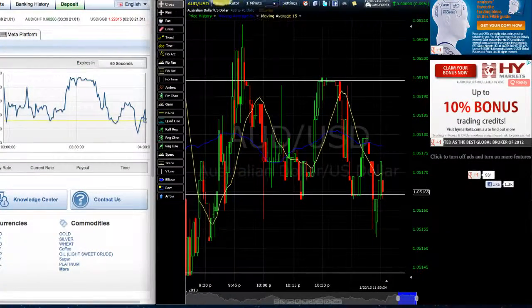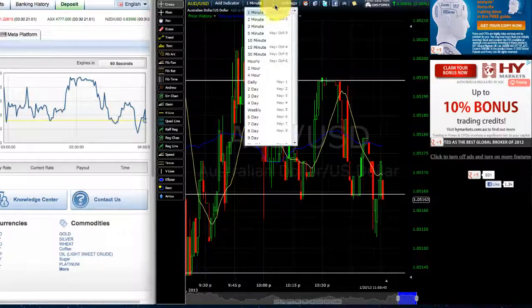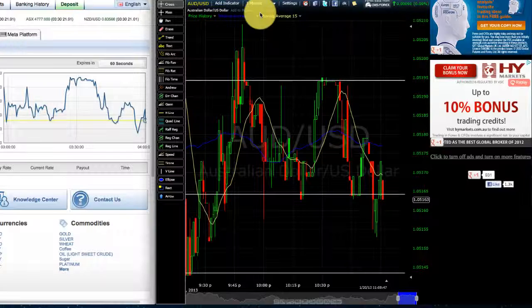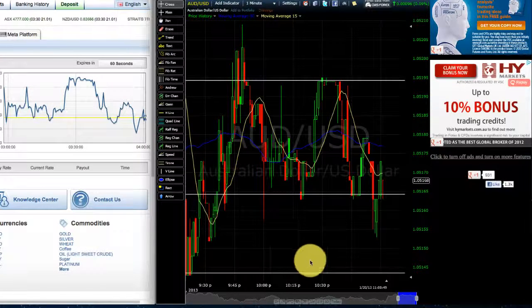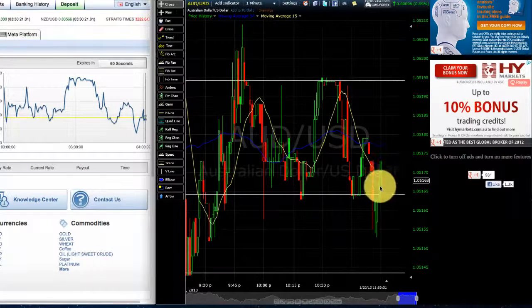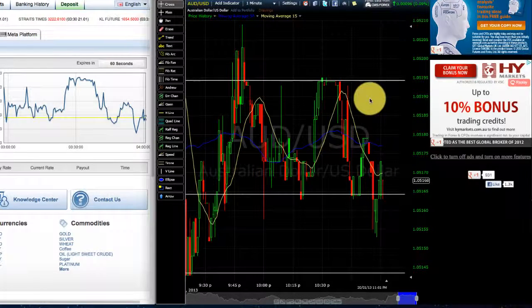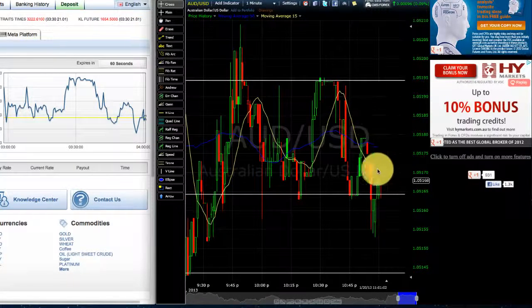Okay, so once you've got this set up, you'll need to obviously go to the AUD USD, and for the 60 seconds we're going to use the 1 minute time frame. So every one of these candlesticks is over a 1 minute period. And obviously we're trading in 60 seconds, so we need to know what's happening in that 1 minute period.